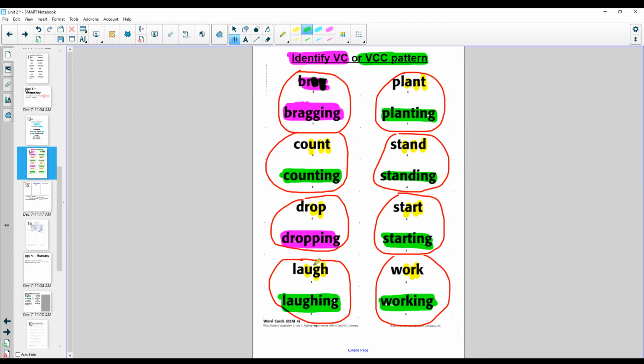Okay, you are going to continue this skill, and this time do your seesaw activity so that you can sort the words into vowel, consonant, and vowel, consonant.